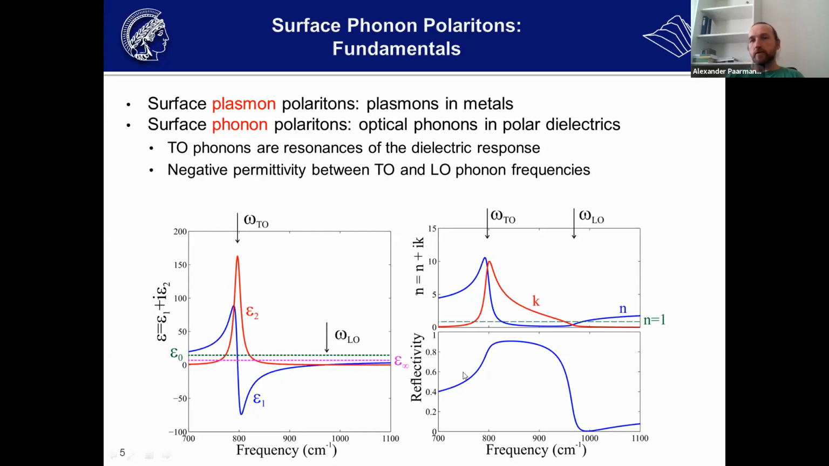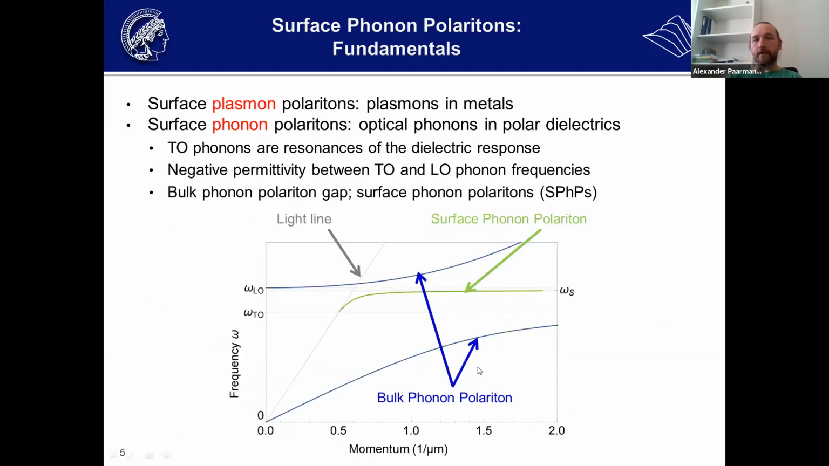And that leads to this quasi-metallic behavior of these materials in this frequency range. Another way to put it is, because you have negative permittivity between those two resonance frequencies, light cannot propagate inside your crystal. Negative permittivity doesn't allow you to propagate light inside. And that's why you also call this region the bulk phonon polariton gap.